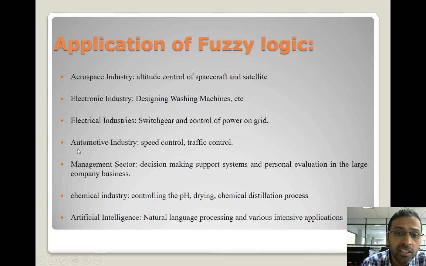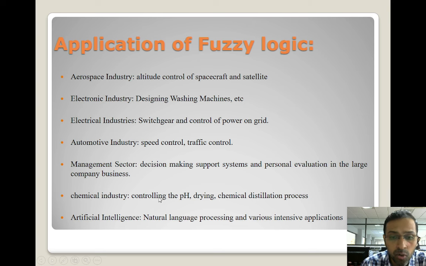Then there is the automotive industry for controlling the speed, controlling the traffic, everything. There are many other applications in the automotive industry where fuzzy logic is used. Apart from these technical areas, there is also the managerial section. If you want to have a decision making system, or an evaluation system for some companies, businesses, for a product, whether the product will be launched and how the review of the product will be, and all such things, wherein there are no set of equations to get the output, we are using fuzzy logic. So it can be used in the management sectors also.